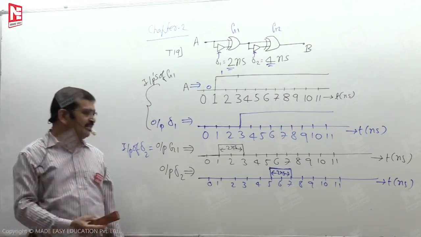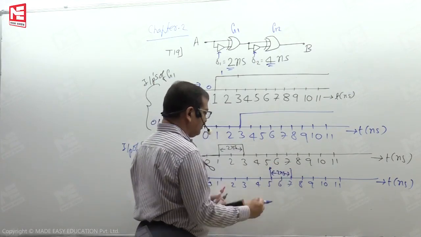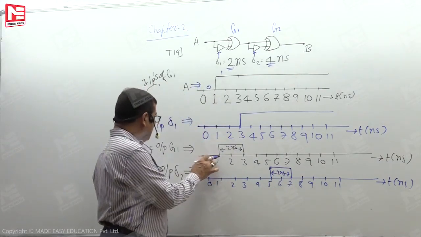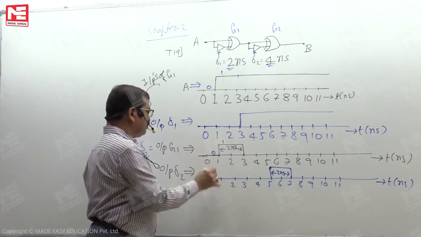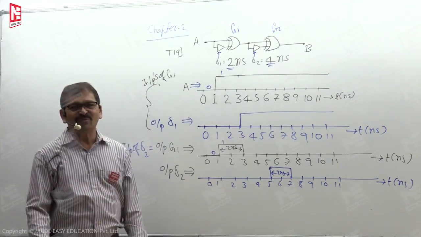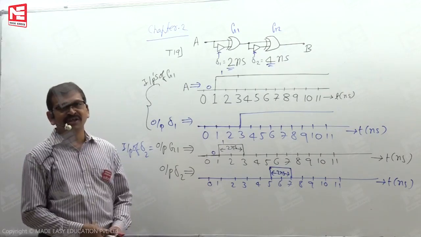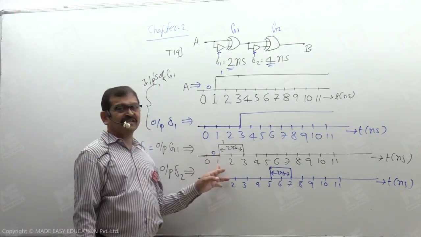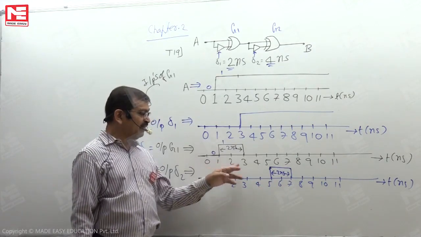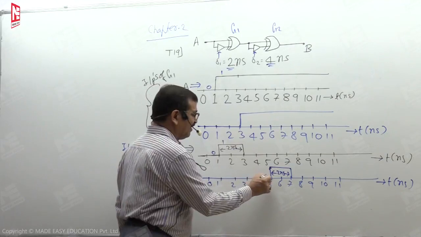Alternatively, you can speak in a little more detail if you want. The delta 2 input is changing 0 to 1 at 1 nanosecond. So, delta 2 output must change 0 to 1, but to change, it is taking 4 nanoseconds. So, 4 nanoseconds from the applied input, that is 1 plus 4, 5. At 5 nanoseconds, it is changing 0 to 1.